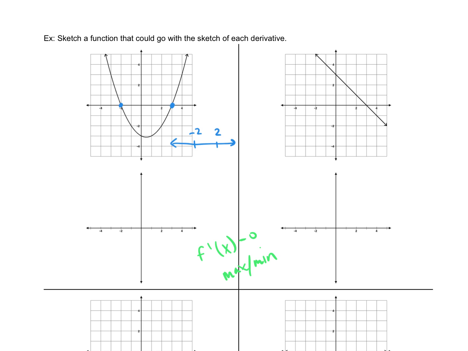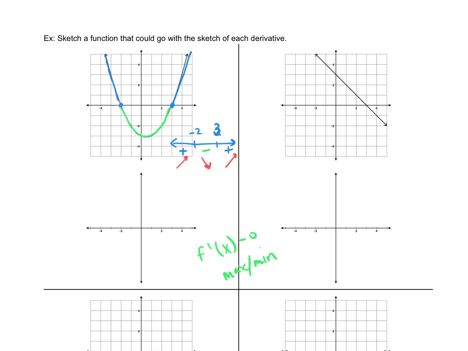And when we're to the left of negative 2, we have a positive derivative. And when we're to the right of 3, we also have a positive derivative. It's only in between those values that we have a negative derivative. So what does that mean? When the derivative is positive, our function must be increasing. And when it is negative, it must be decreasing. All right, that gives me something to play with.